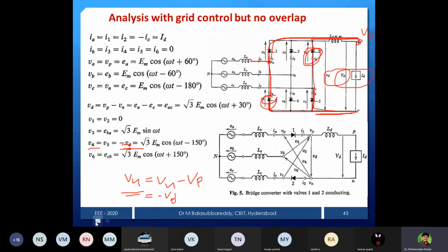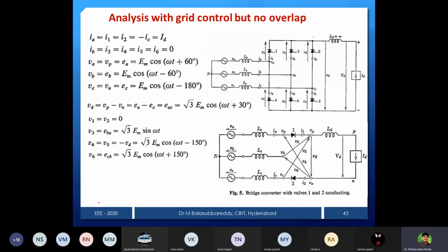Suppose the question is: let valves 2 and 3 be conducting. What is the V1? Anybody? The number of valves is 2: one is the upper group, another one is the lower group. Valve 2 is conducting and valve 3 is conducting. Instead of 1, now you just make it a 3. That's the difference. That's all. These two are conducting.